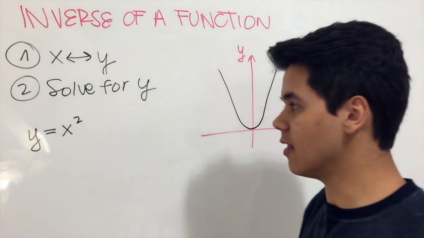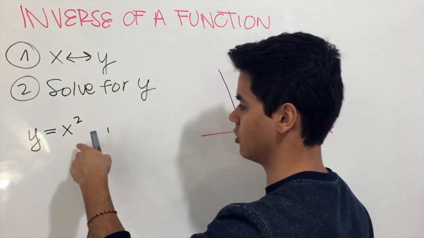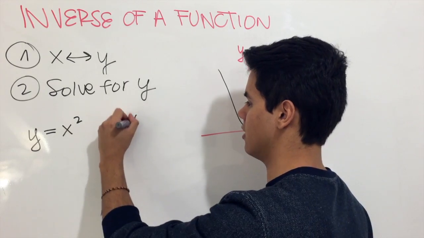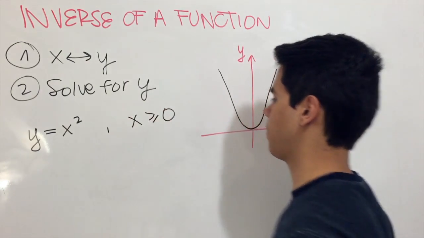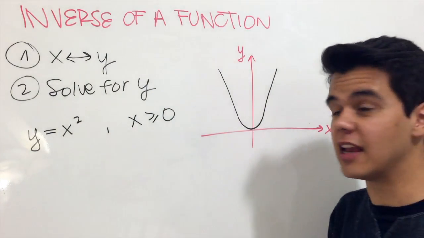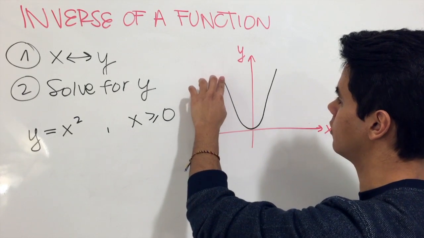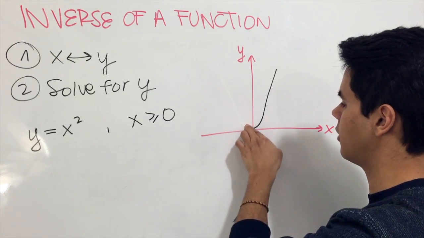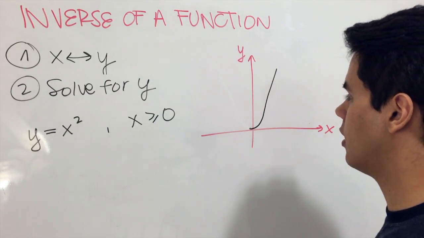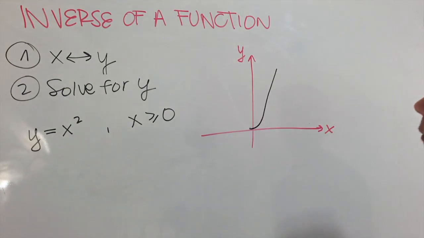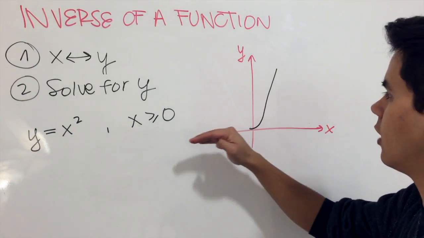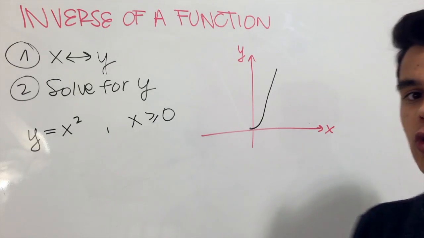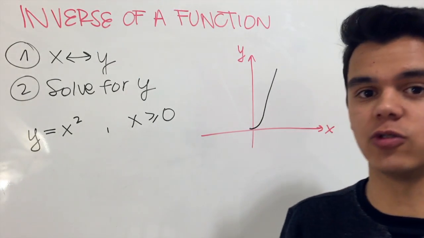Now we can say that this function is going to exist as long as x is positive. So if we're making x positive, we have to erase this part of our parabola. Now this is a one-to-one function. If we were to trace this horizontal line here, it would just touch the function at just one point, telling us that now it is a one-to-one function.